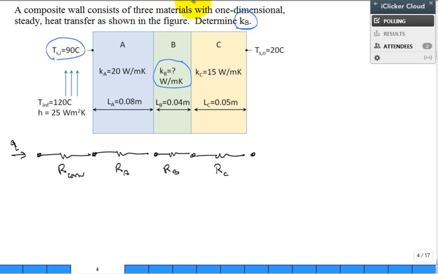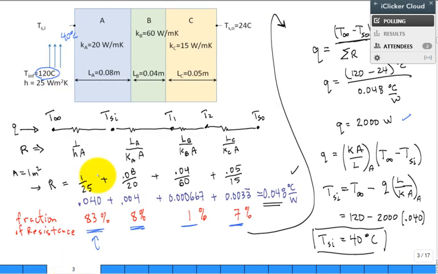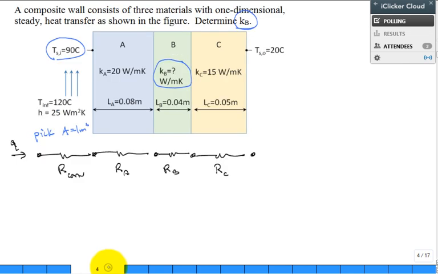I would go ahead and pick, in your equations, area equal to 1 meter squared. So if I go back and I look at these equations here, I always had 1 meter squared, 1 meter squared, 1 meter squared, 1 meter squared. The area was always just 1 meter squared. Same thing is my recommendation for here. Now, the strategy would be, I know this temperature, that's 120 degrees C. I know this temperature, 90 degrees C. I can use those two temperatures plus the resistance in the convection to calculate what? Q.